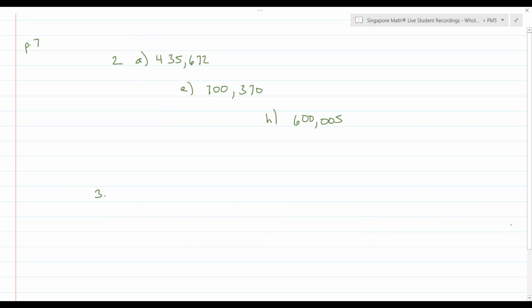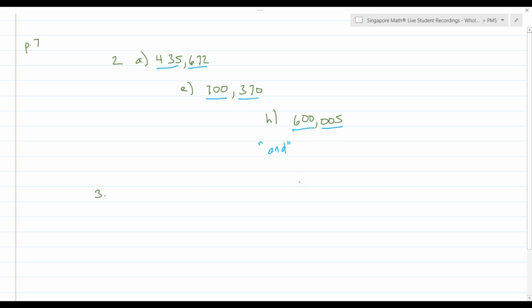The page continues on with instructions to write the following in words. I just picked a few of those. I'm not going to talk about all 9 of them, but I want you to pay attention to the way things are worded. 435,672. Letter E is 700,370. Letter H, 600,005.